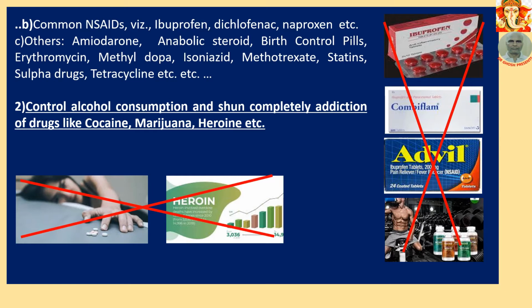Number two, control alcohol consumption. Shun it completely. Control alcohol consumption and shun completely addiction to drugs like cocaine, marijuana, heroin, etc. This actually shatters the health of the whole person. The man is going towards his end days if he uses this continuously.